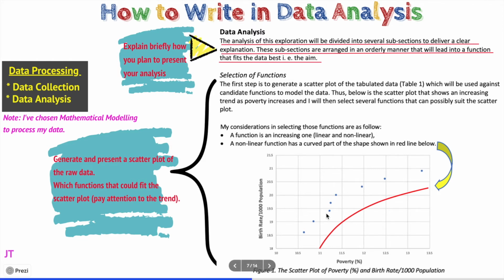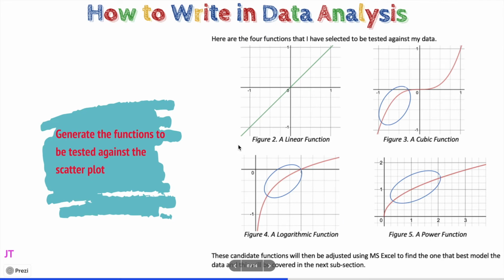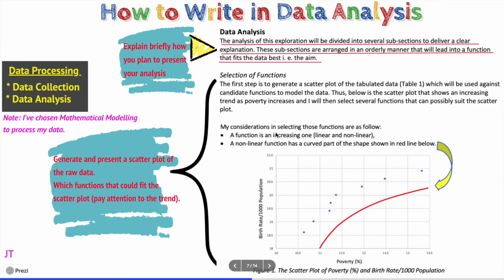But which function do you have to choose, because there are so many functions out there. So here I explain my constraints in selecting those functions. My considerations are as follows: the function is an increasing one, can be linear or non-linear. Why? Because my data is increasing. Again, it can be linear and it can also be non-linear, but the non-linear one follows more or less this type of shape. So these are my constraints in selecting a function to fit into my scatter plot.